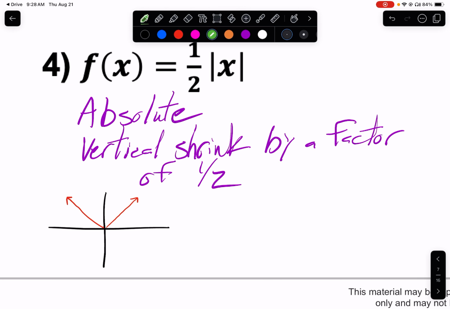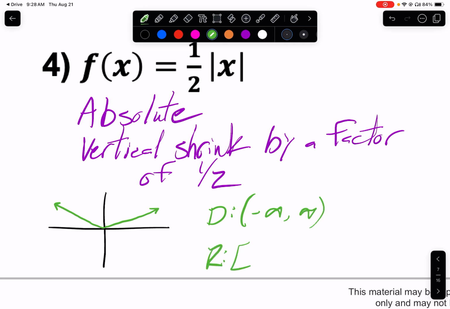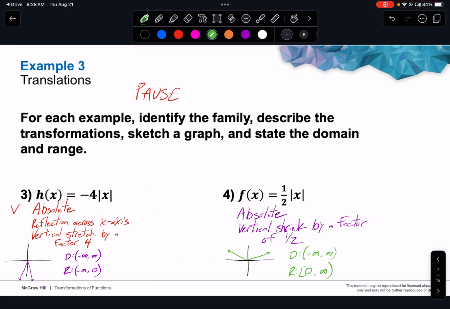So what's going to happen is it's actually going to end up looking like a lot wider V, like that. Okay? And then our domain and range, negative infinity, infinity. Our range is going to be 0, positive infinity, because we have that limit at 0.